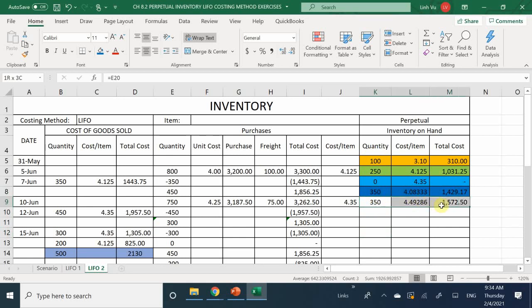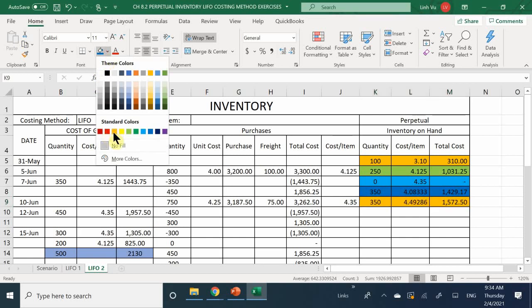Okay. And of course, now that I'm running out of space, I'm going to go ahead and select another color. So I'm going to use yellow because we haven't used yellow. Let's use yellow.